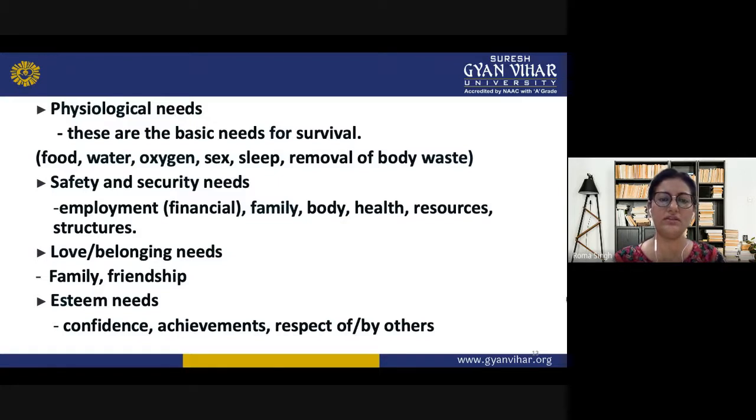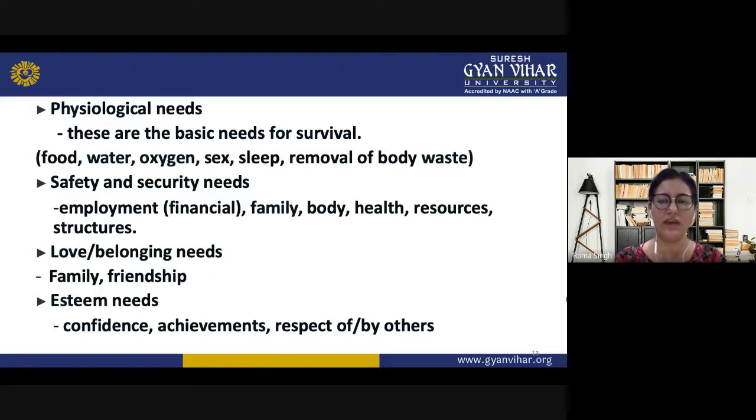So safety and security needs include that you have a good financial status, you are employed, an earning member of the family. At this stage you need a family which supports you, you should have a healthy body, all the resources which you need for living a life, all the structures which are needed for a good life. So when you receive that safety and security in your life, you move on to your next need, and that is the love and belonging needs.